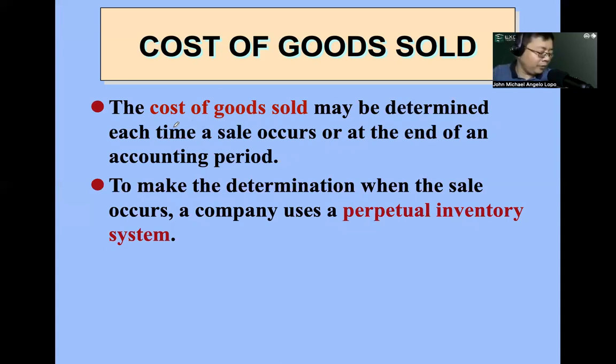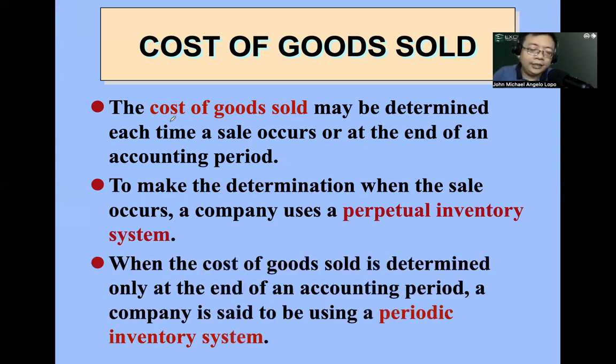So we will use a perpetual inventory system para lahat natin i-record. For the meantime, mamaya we will also have our periodic inventory system. When the cost of goods is determined at the end of the accounting period, the company is said to be using a periodic inventory system. In the periodic inventory system, you are required to conduct a physical inventory count. In the perpetual inventory system, hindi siya required, kasi nga, you record everything.